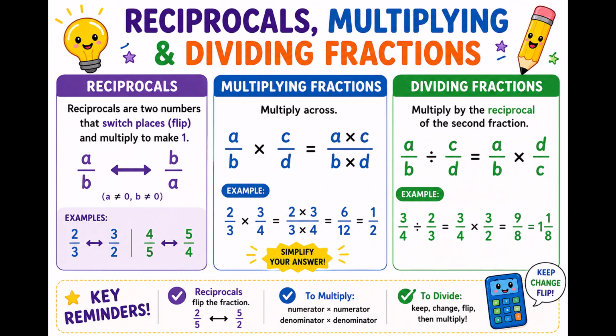Now it's time to multiply. 3/4 times 3/2. All right? So 3/4 times 3/2. Now multiply the numerators. 3 times 3 equals 9. Multiply the denominators. 4 times 2 equals 8. That gives us 9/8. Since 9 is larger than 8, we change it to a mixed number.